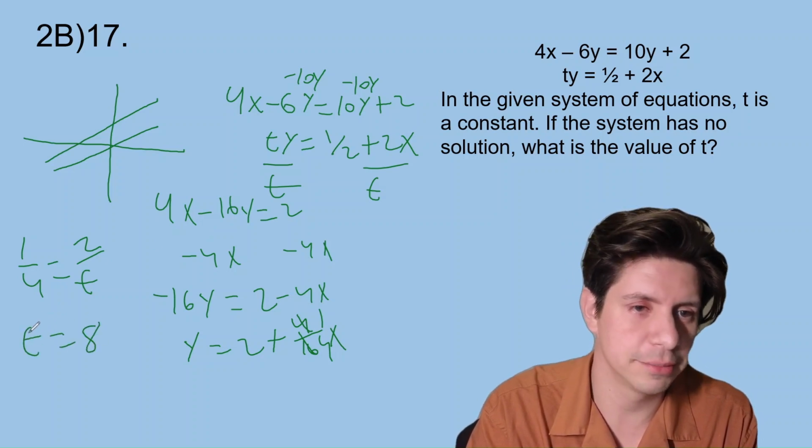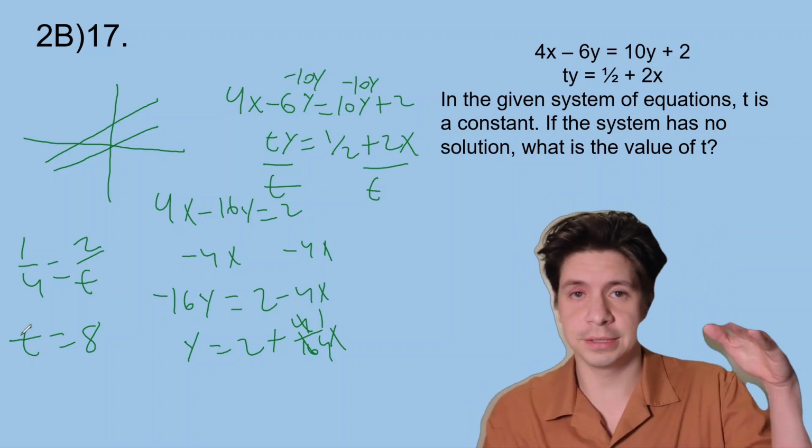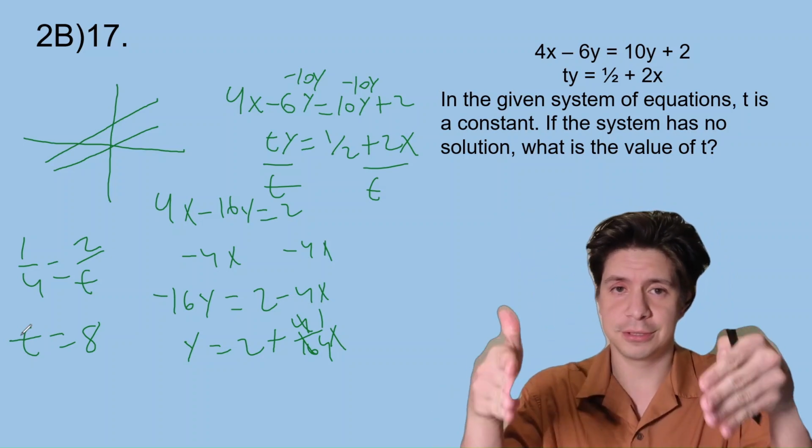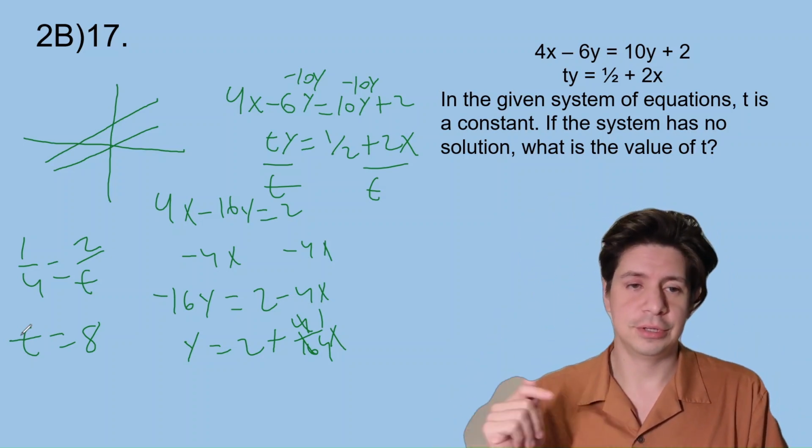I like the proportion method where I'm just sort of thinking of how the equations relate to each other, but if you focus on the slope like this, and that makes more sense to you, do it that way.